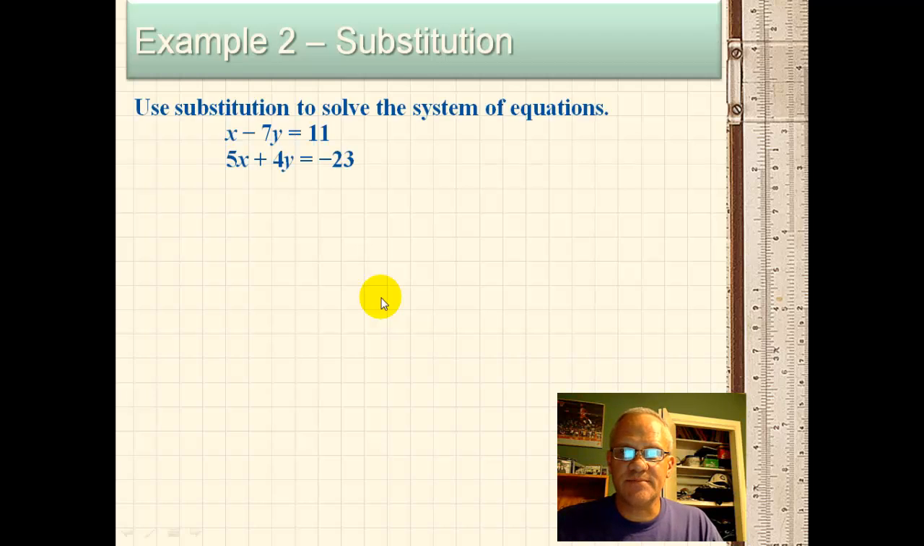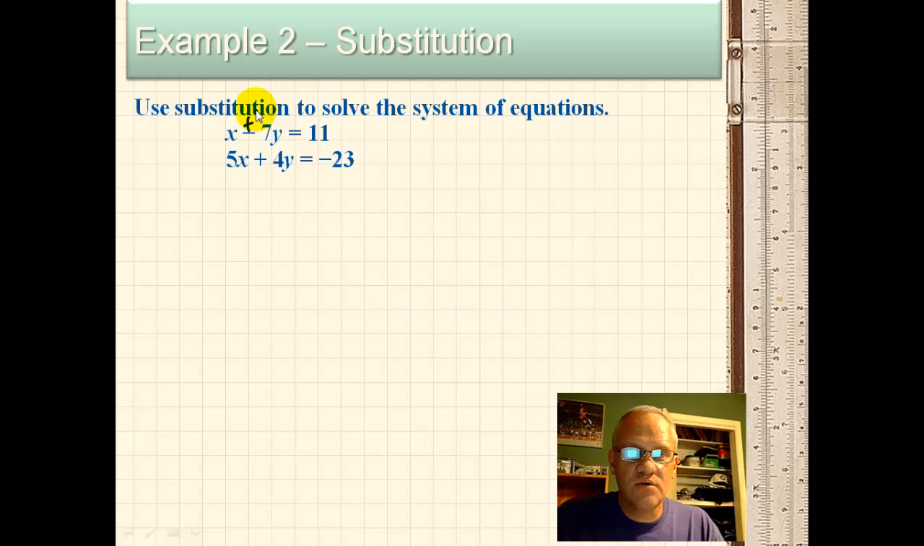Example 2. We're going to go through the same steps, but this time let's look at this and go, well, which x or y would be the best to get by itself? What do you think? Take a look. Okay, if you said this x right here, you're correct. Okay, so way to go, Madison. Let's get that one by itself.